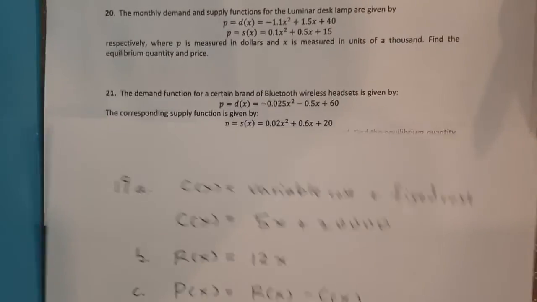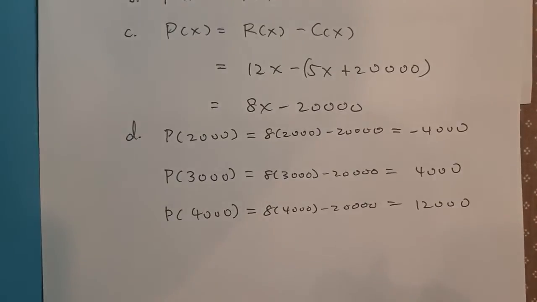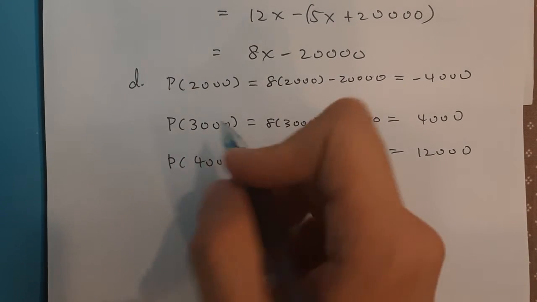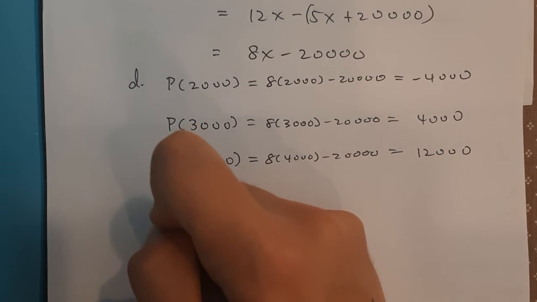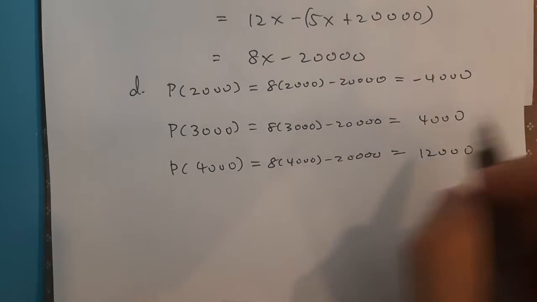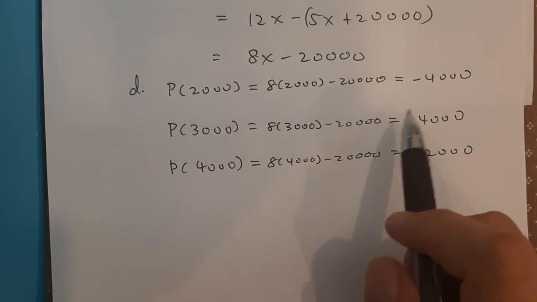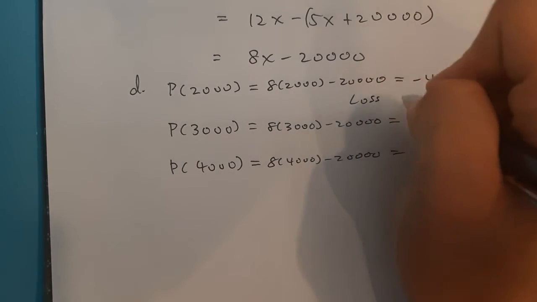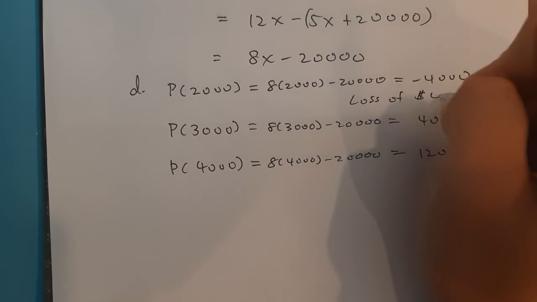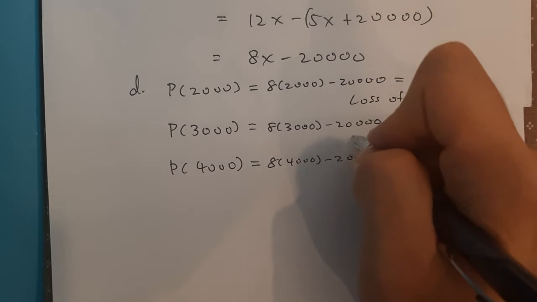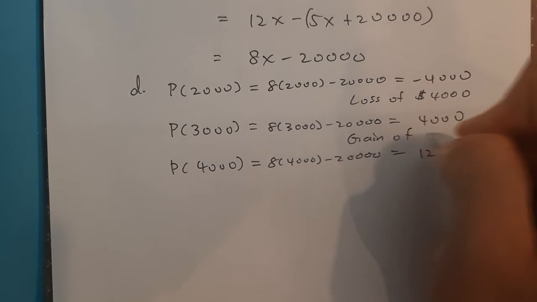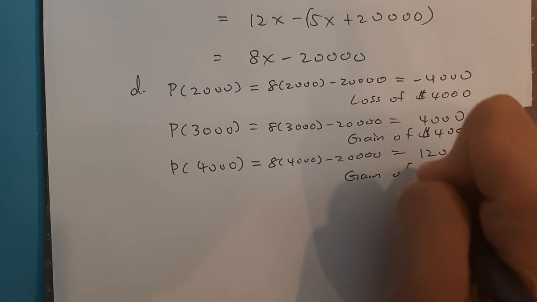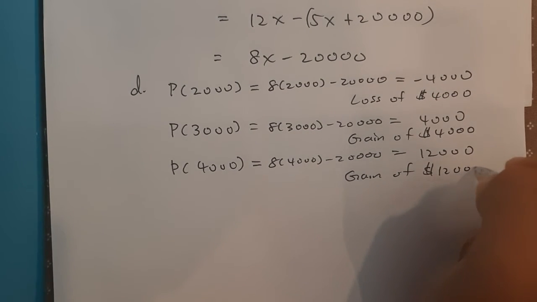Then you can finish up your solution by writing it in a sentence. So here we have some space below them. So you can put there's a loss of 4,000. Here there's a gain of 4,000, and here there's a gain of 12,000.